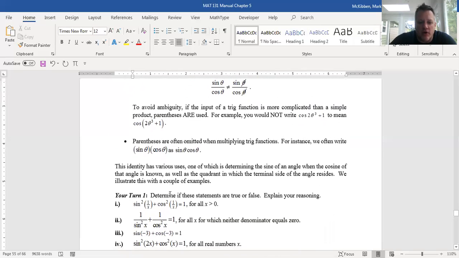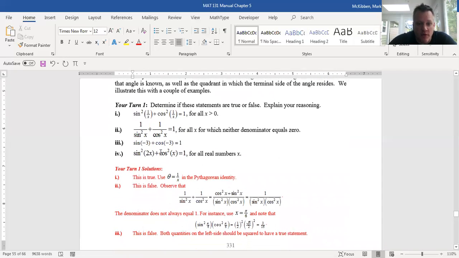For this your turn, you are just trying to identify if these statements are true or false. We have identities that we know to be true. I want you to compare that to what you know to see if they're actually true or false. Try those and see what happens.